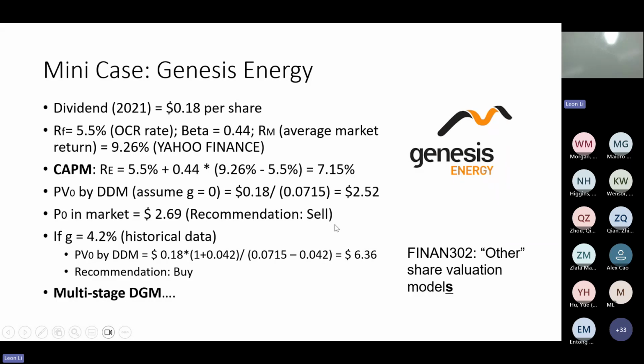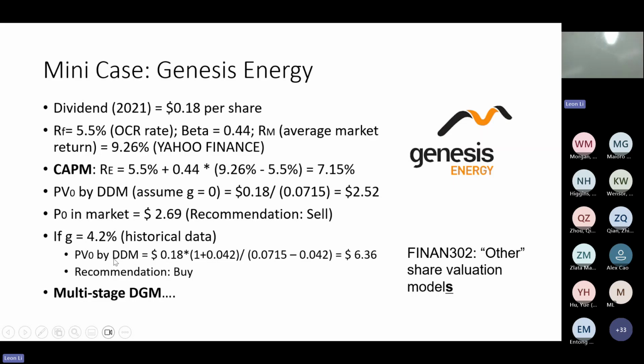So this is just one example. However, in this example, we assume zero growth. If we want to know the dividend growth rate, for example, I collect historical data to get the dividend growth rate of 4.2%.